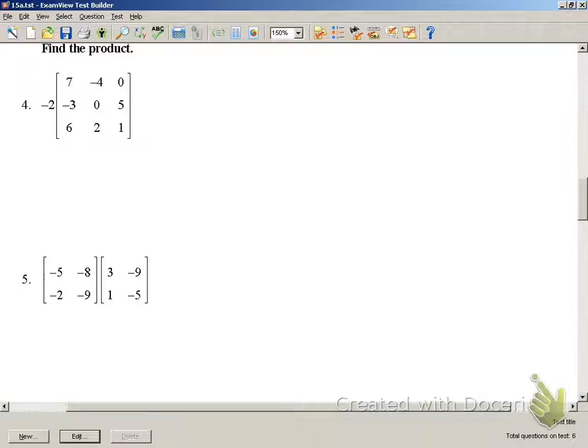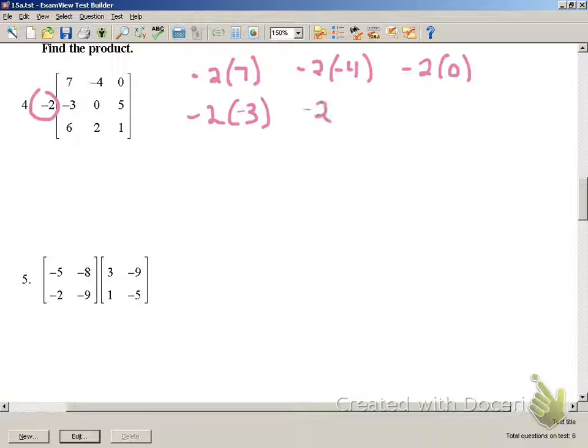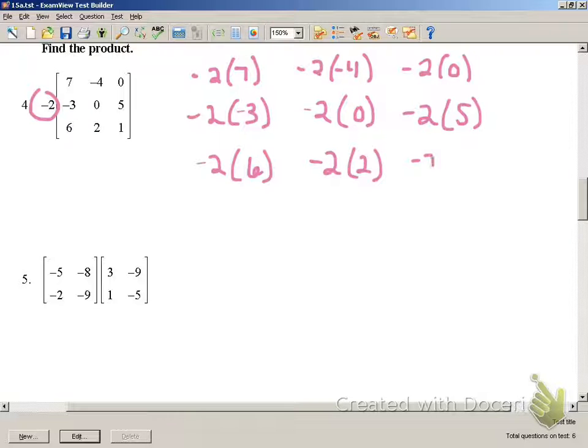Number 4, we simply have a scalar, meaning we just have the number outside, and we're going to multiply that times every term in the matrix. So I'm going to say negative 2 times 7, negative 2 times negative 4, negative 2 times 0, negative 2 times negative 3, negative 2 times 0, negative 2 times 5, negative 2 times 6, negative 2 times 2, and negative 2 times 1.